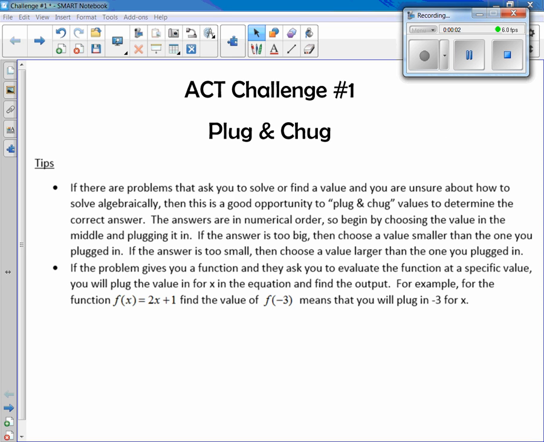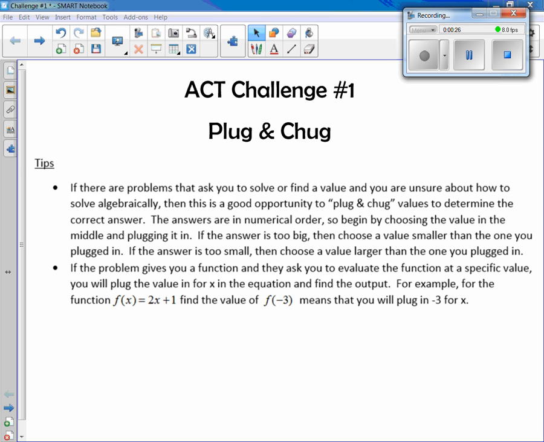So for the first ACT challenge, it's all going to be centered around plugging and chugging. This happens when we're given a problem that we don't necessarily know how to find the answer to algebraically. So we have a list of answer choices that we can plug in and see which one might be the best.